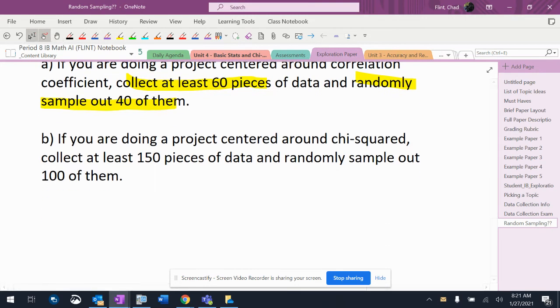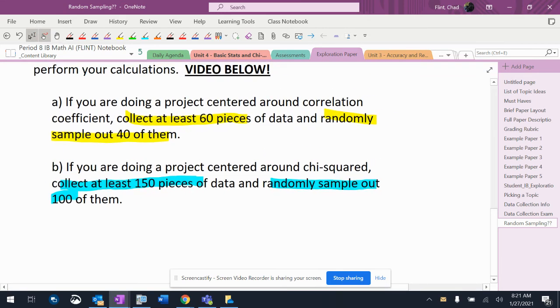If I'm doing a chi-squared and getting it off the internet, this is not super likely because normally if you do chi-squared, you're doing a survey. But if you are doing chi-squared and you collect your data from the internet, which a couple of you may be doing, you're supposed to have 100 pieces of data. You need to get 150 so that you can randomly sample out 100. All right, so I'm supposed to collect at least 150, and then I'm going to randomly sample out 100 of them.